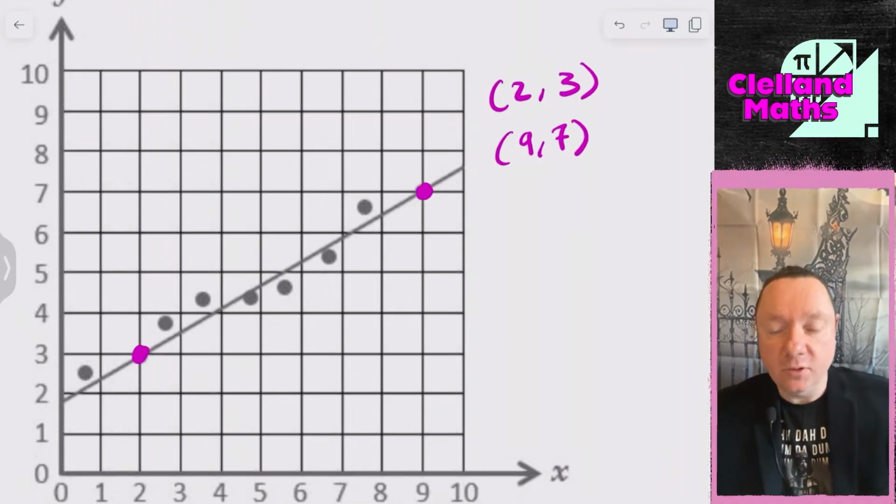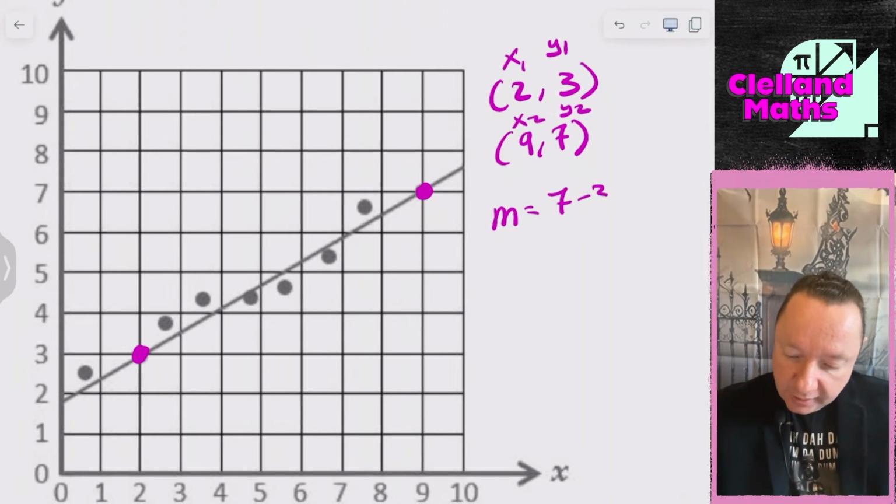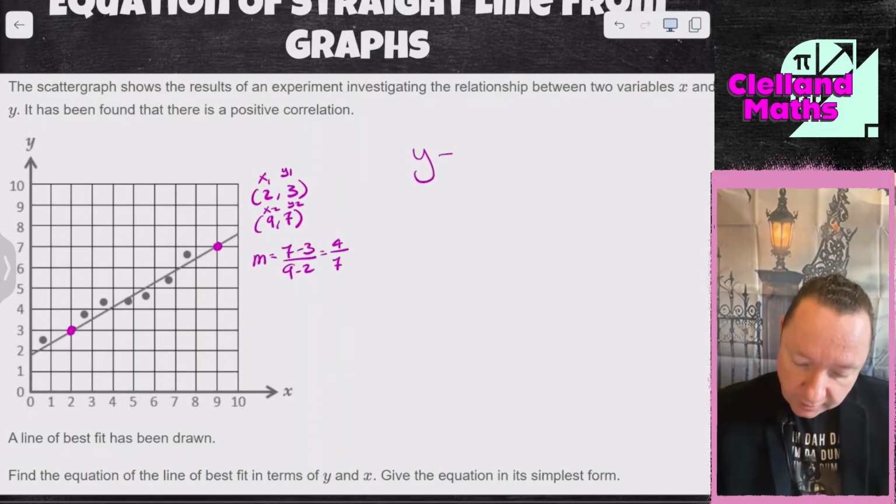I can find the equation of a straight line. x1, y1, and x2, y2. Gradient is 7 minus 3 over 9 minus 2. 7 minus 3 is 4. 9 minus 2 is 7. So my gradient of this line is 4 over 7. So now I can do y minus b is m times x minus a.